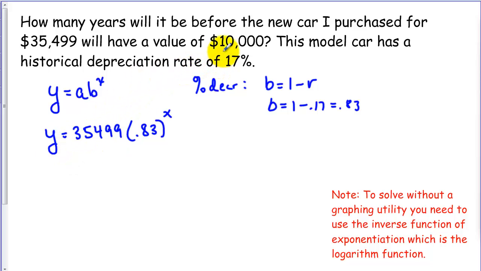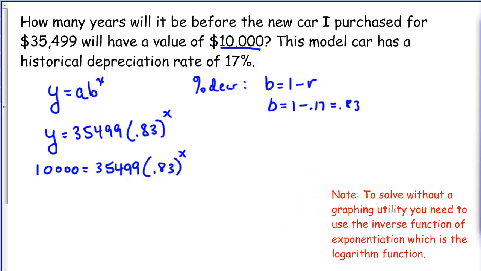Now what we want to solve is when the value, which is y, is 10,000. So we want to solve this equation here. As you can see, it's an exponential equation because our unknown is an exponent. If we were trying to get this x by itself, we could divide by here. But now how do we get that x out of the exponent? To do that, we would have to use the inverse operation of exponentiation, which is logarithms. And again, there's a separate video. So we're going to use a graphing utility to solve this.